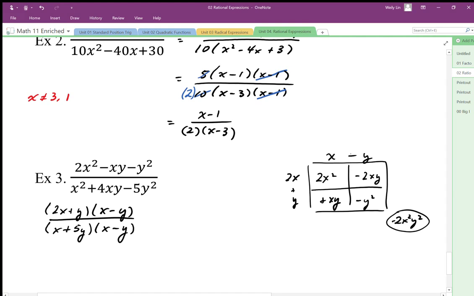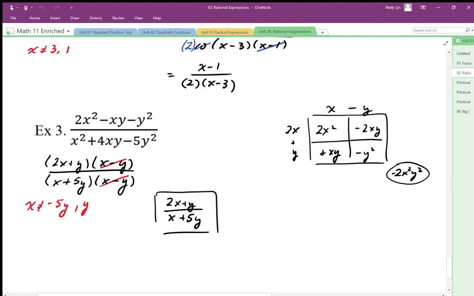So now I want to look in the denominator. Okay, and take a look at I need to state my restrictions before I cancel. So I'm going to say that x is not equal to negative 5y. It looks like here x cannot be equal to y. So those are my restrictions. I can cancel out times with a divide, and now I have my simplified version, which is 2x plus y over x plus 5y. Okay, so there represents my final simplified version of this expression.